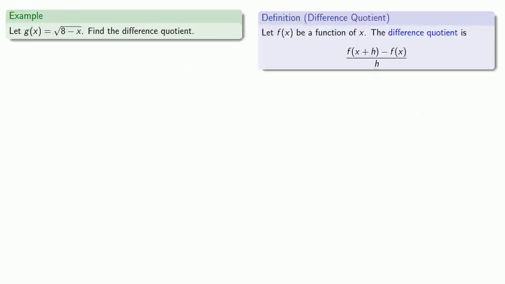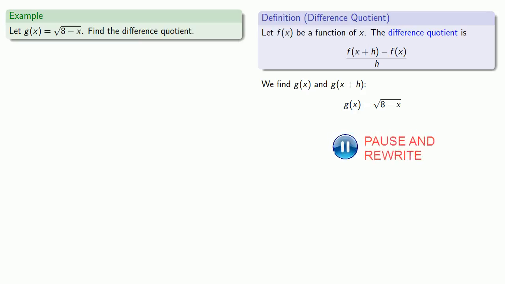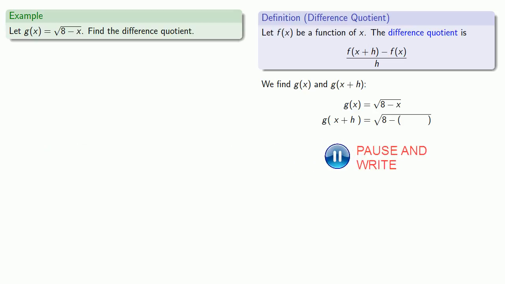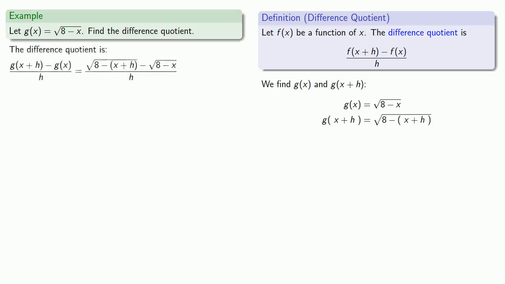What if our function is g of x equals square root of 8 minus x? We find g of x and g of x plus h. G of x is easy, that's what we've been given. G of x plus h, well, we'll start out by rewriting our function, replacing every appearance of x with an empty set of parentheses. Then, whatever goes in one set of parentheses has to go in all of them. And so we have our difference quotient. Or do we?